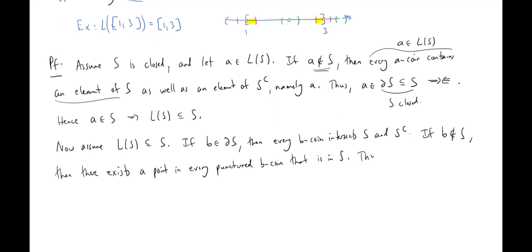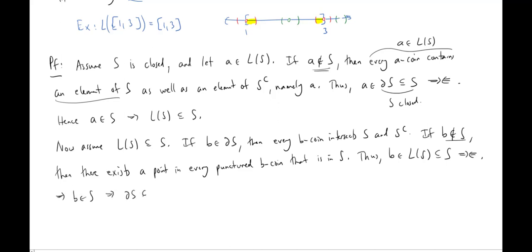So thus, B is a limit point of S, but we know that the limit points of S are contained in S, which means that B is an element of S, which contradicts our statement that B was not an element of S. Okay, so now we know that B has to be in S, and so this implies that the boundary of S is contained in S, because we chose B arbitrarily. So that proves this result.